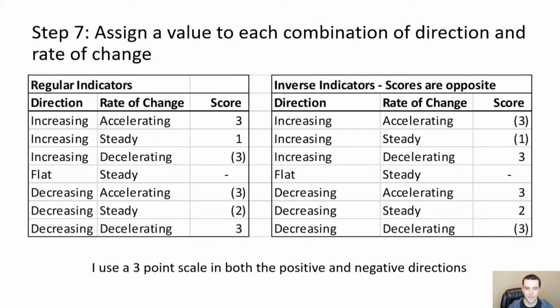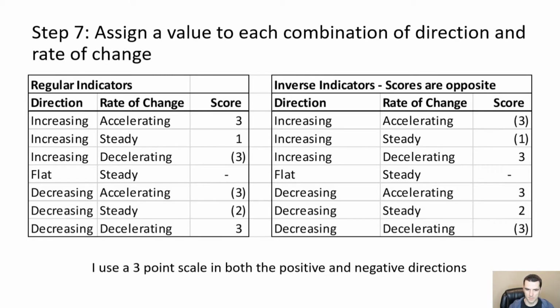So you'll see that the combination of direction and rate of change are mirror opposites for those 2 distinctions between indicator types. For me, I use a 3-point scale in both the positive and negative directions. You can use whatever you want. For me, that just helps me give a score based on whether it's really good, whether it's kind of okay, or whether it's really neither here nor there, or kind of flat, steady state. So this is what I choose to use, and absolutely anybody can choose whatever they want or whatever they're most comfortable with.